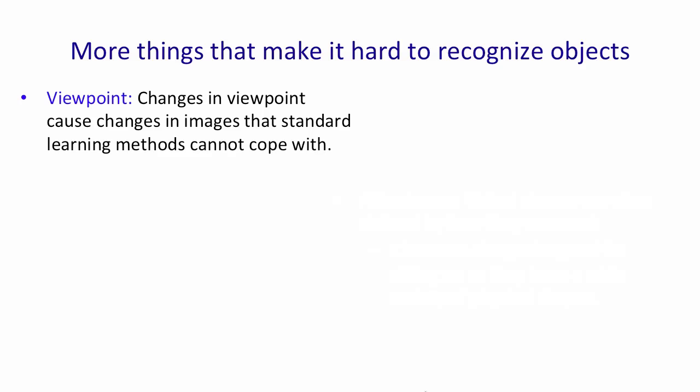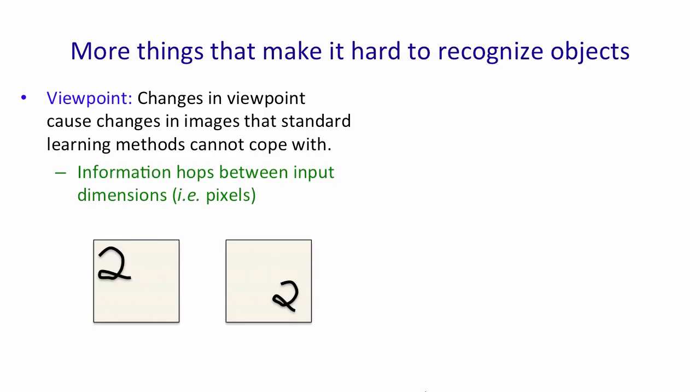One other thing that makes it hard to recognize objects is that we have different viewpoints. So there's a wide variety of viewpoints from which we can recognize a 3D object. Now, changes in viewpoint cause changes in the images that standard machine learning methods cannot cope with. The problem is that information hops about between the input dimensions. So typically in vision the input dimensions correspond to pixels, and if an object moves in the world and you don't move your eyes to follow it, the information about the object will occur on different pixels. That's not the kind of thing we normally have to deal with in machine learning.